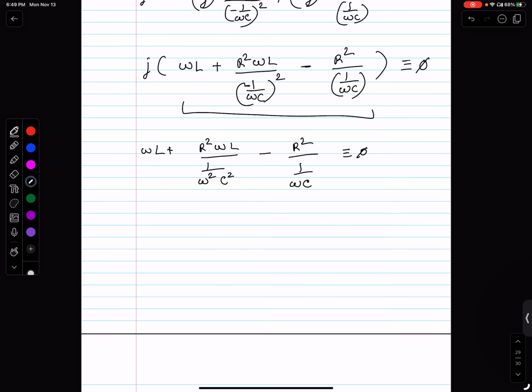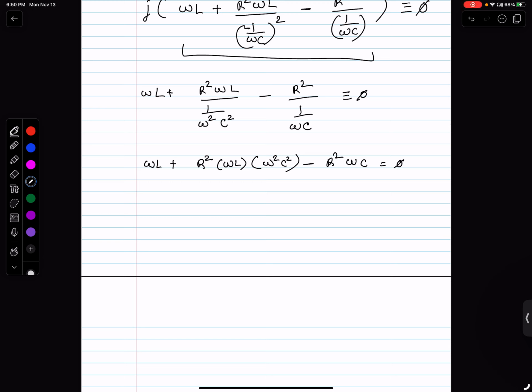Okay, simply I can rearrange this some more: omega L plus R squared into omega L into omega squared C squared. So all I'm doing there is taking the denominator within the denominator to the numerator. Minus R squared omega C, all of this equals 0. Okay, the last result from the quadratic expression, all of this equals 0.